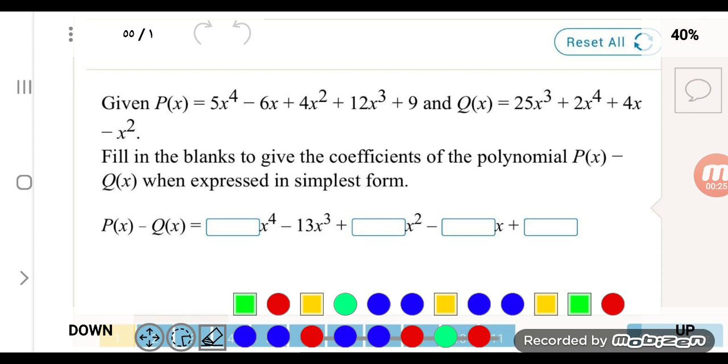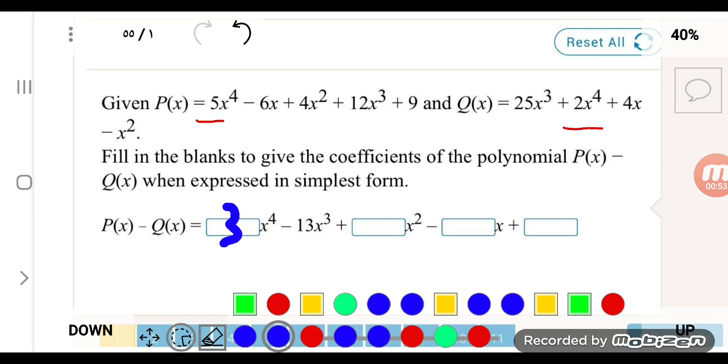Now first step, you have 5x to the power of 4 minus 2x to the power of 4. These are like terms. So 5 minus 2, you get 3. So here you have to write 3. Okay? And then here you have minus 13x to the power of 3. This is done for you.